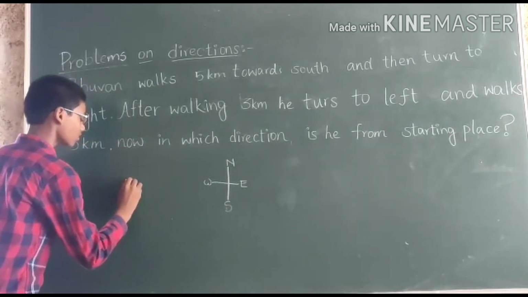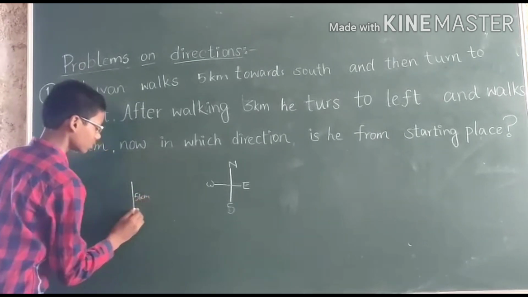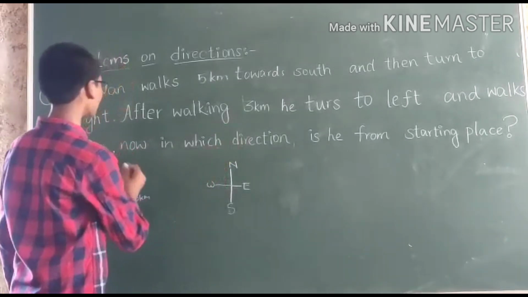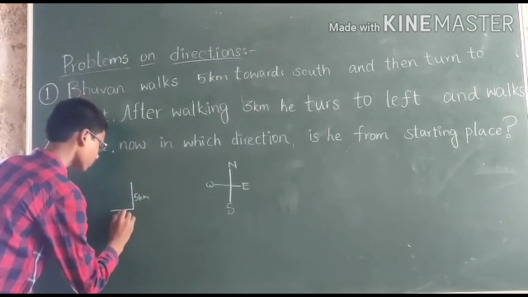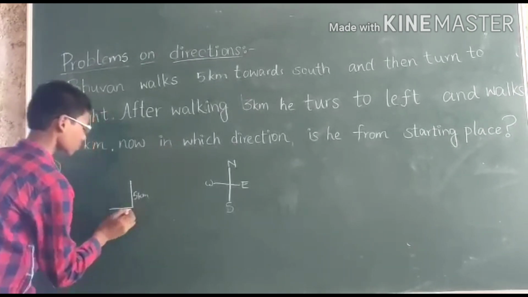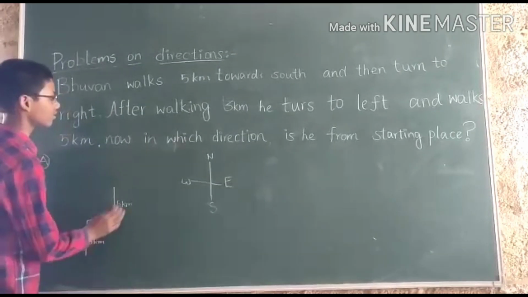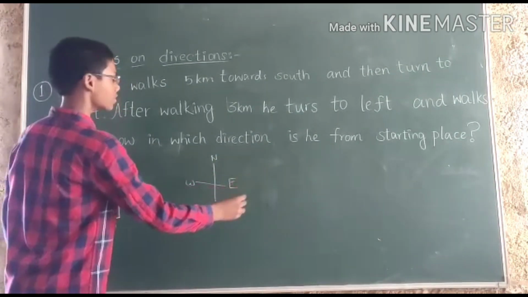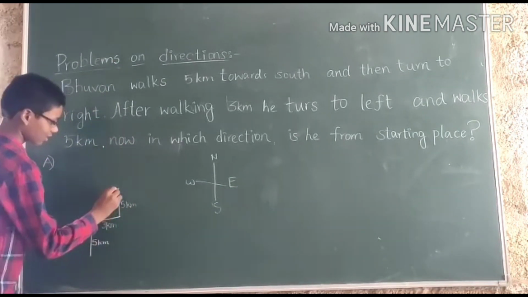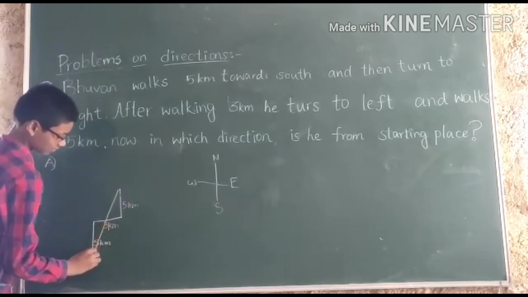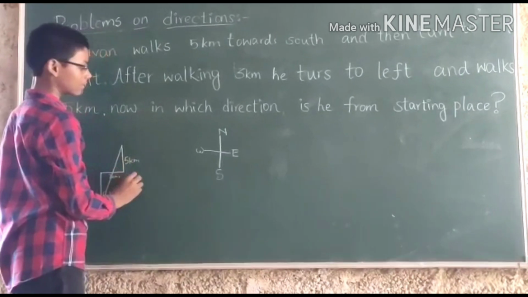Bhuvan walks 5 kilometers south and then turns to right and walks 3 kilometers and then turns to his left and walks 5 kilometers. Now in which direction is he from starting place? From here to here. Bhuvan is southwest from his starting place.